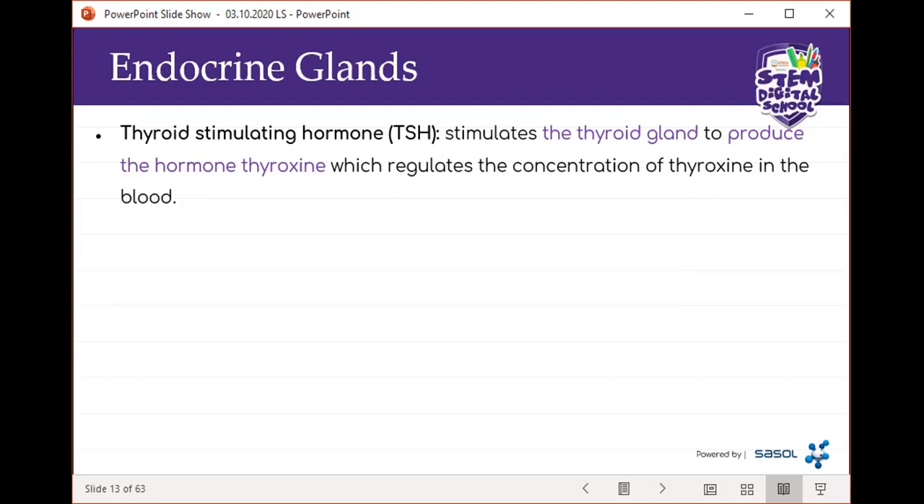So it stimulates the thyroid gland to produce the hormone thyroxine. Right, so the target organ for thyroid stimulating hormone is the thyroid gland, right? And it causes it to produce the hormone thyroxine, which regulates the concentration of thyroxine in the blood. Then we will look at the function of thyroxine once we get to the thyroid gland.